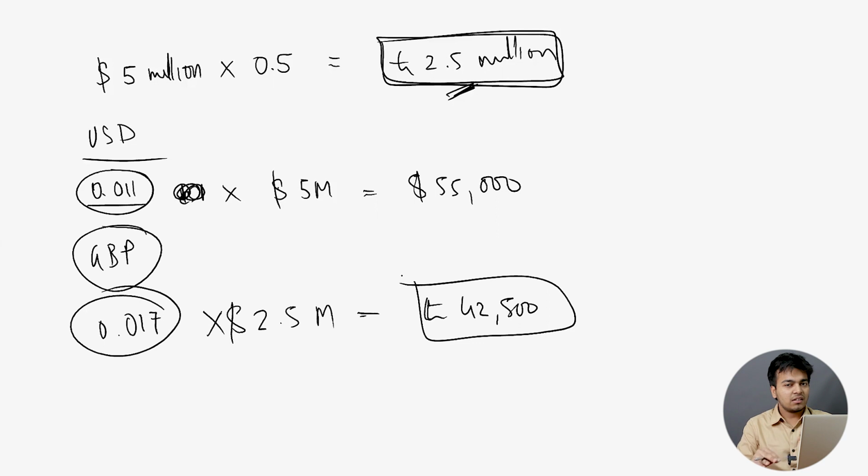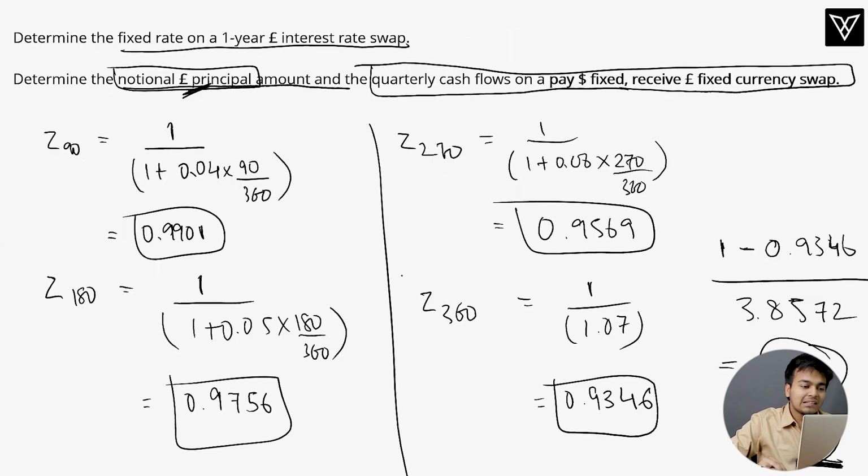Alright, so you need to understand that the quarterly payments are calculated with the swap rate that we calculate. Alright, so we have done that. Now the next thing that the question is asking us is nothing. Alright, so we have solved everything. So far so good. We have calculated the fixed rate, we have calculated the notional principal, and at the very same time, we have calculated the quarterly cash flows as well.